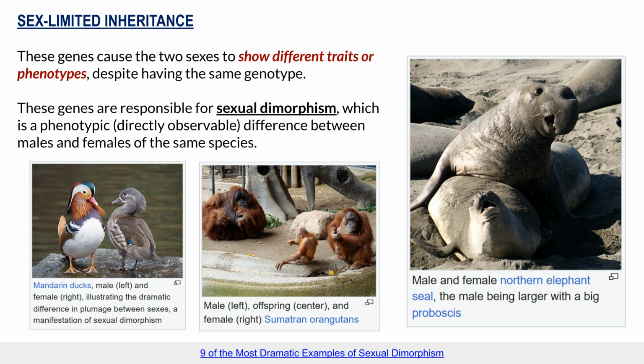Sex-limited inheritance involves traits that are genetically present in both sexes, but are expressed in only one sex. This often occurs because of differences in reproductive organs or hormone levels. The examples shown illustrate sexual dimorphism, where males and females of the same species display clear physical differences.